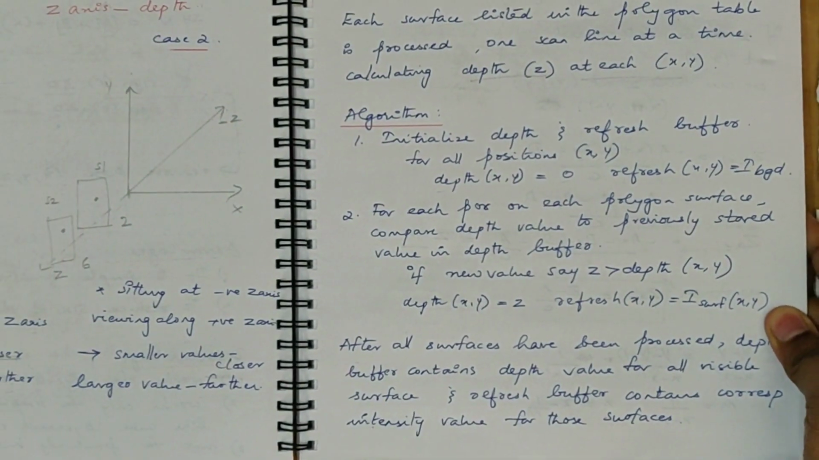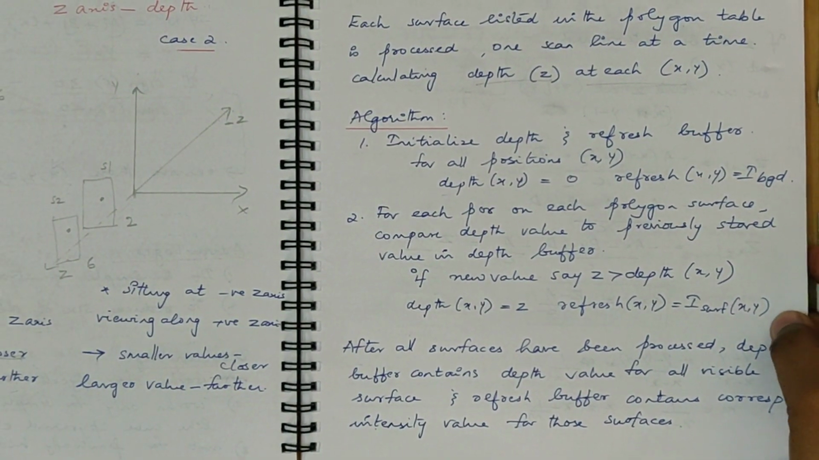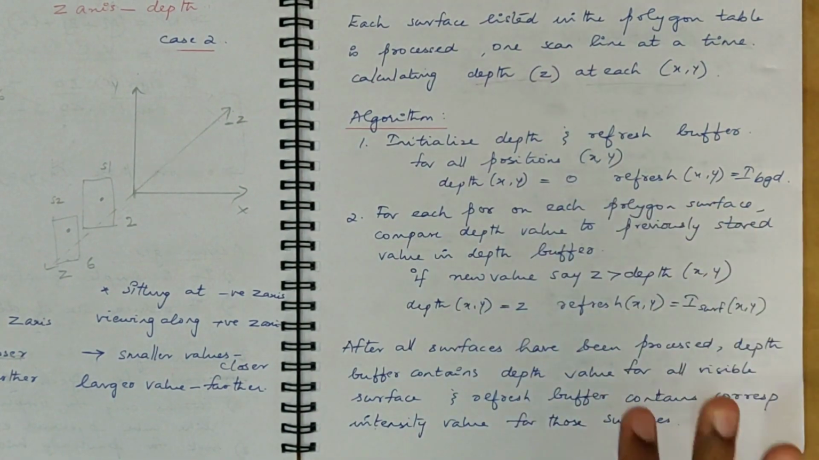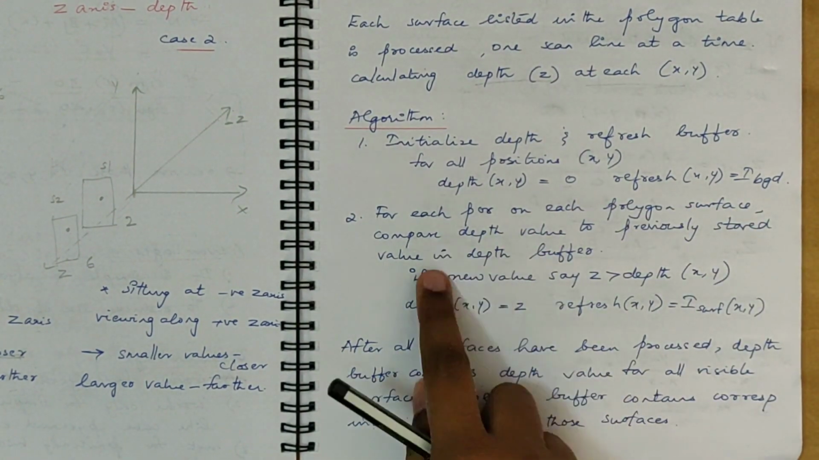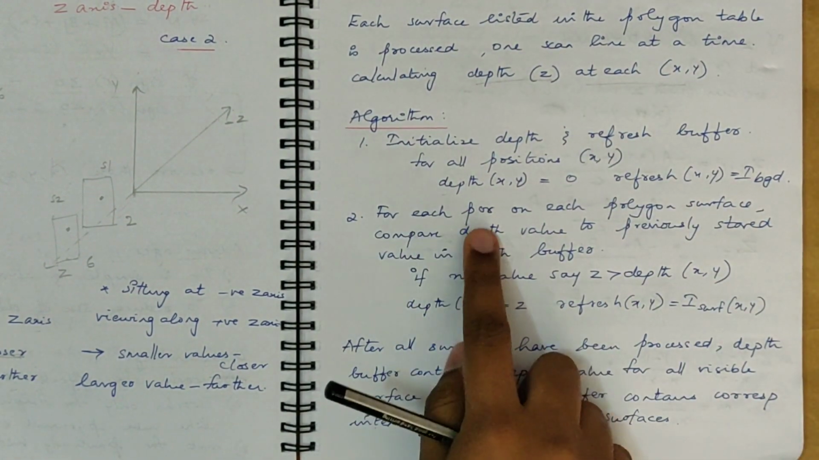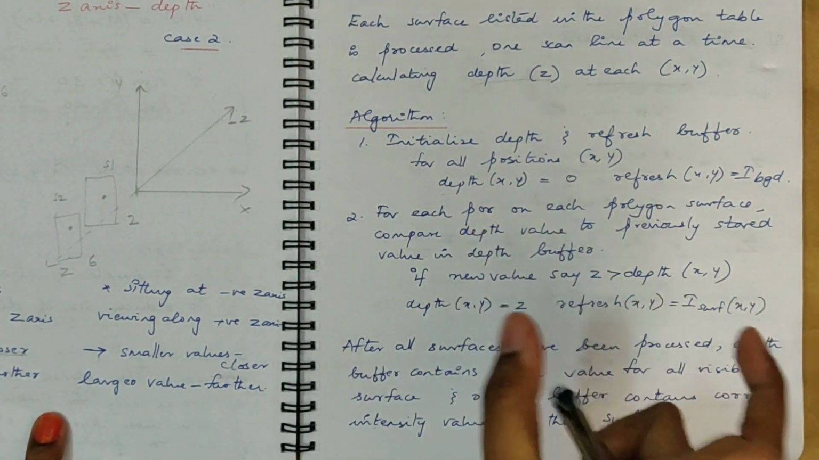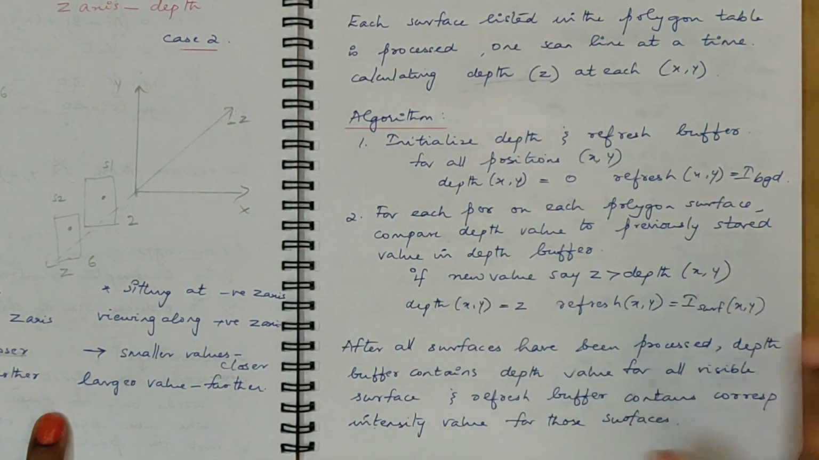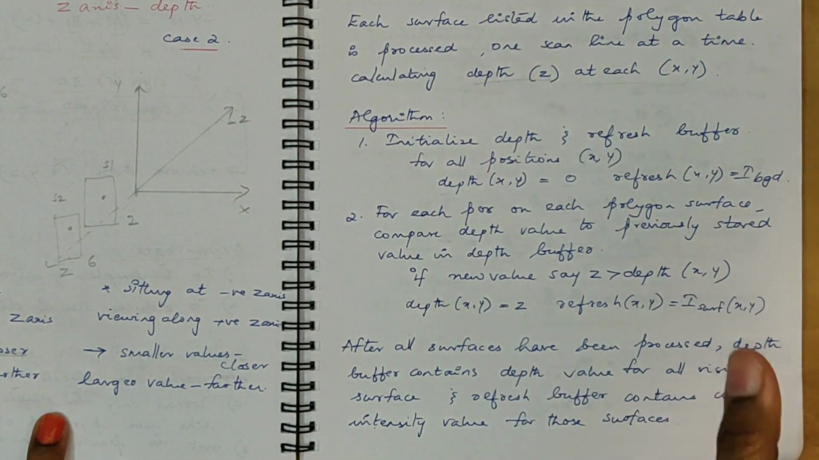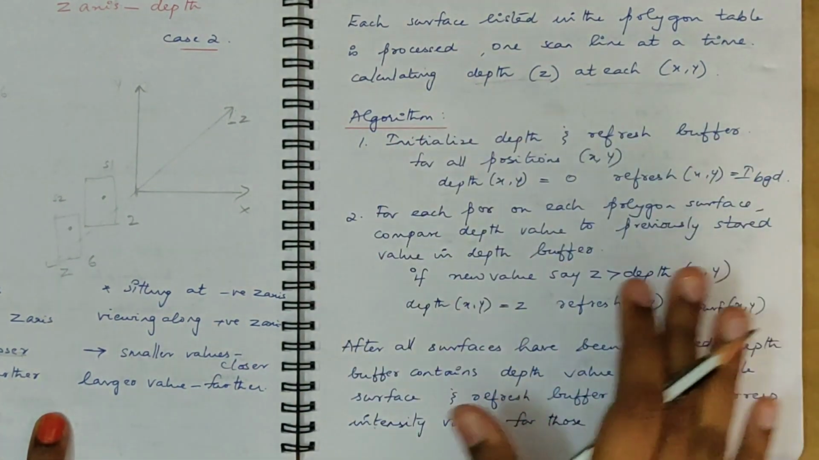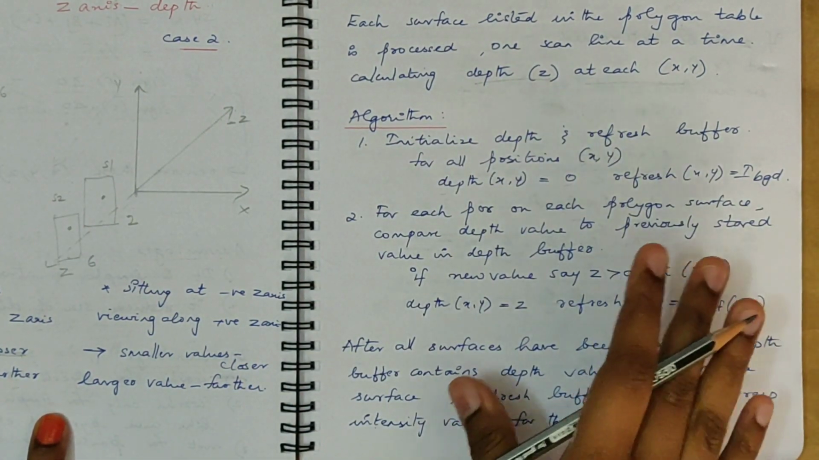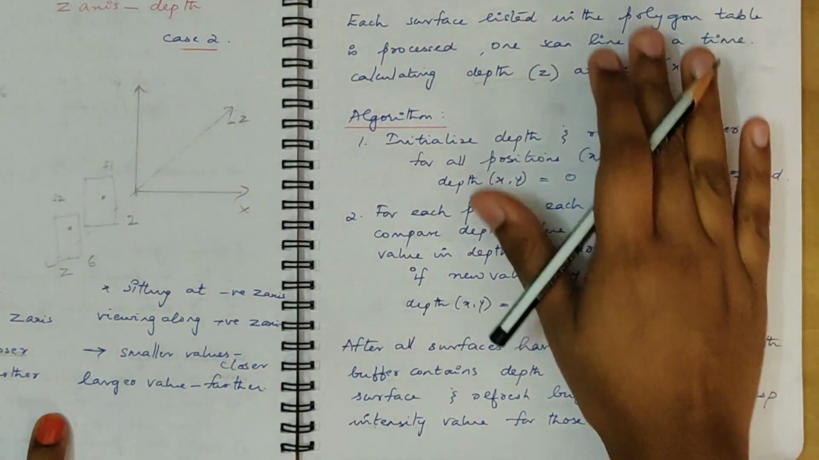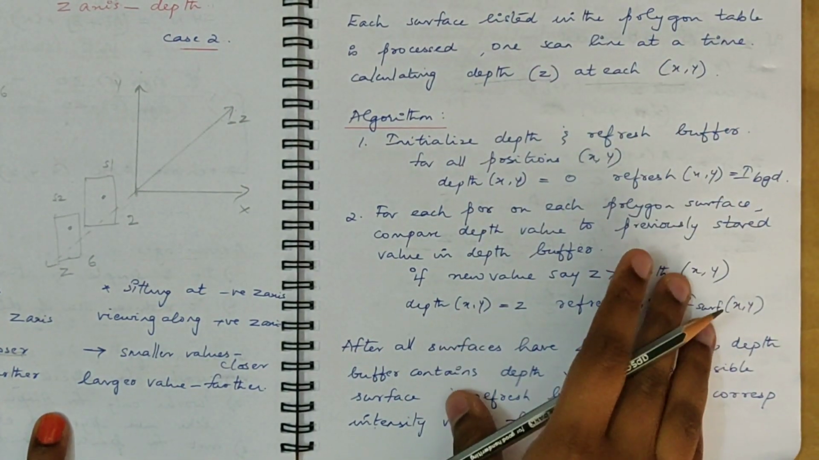Let us look at the algorithm. Initializing the depth buffer and refresh buffer is the first step. After that, you take each surface one by one. Arbitrarily, the surfaces will be determined by the computer. The computer will take any surface randomly, and for that surface it will process all the pixel positions. The surface closest to the plane is called the visible surface.